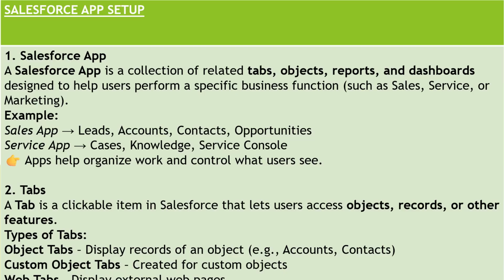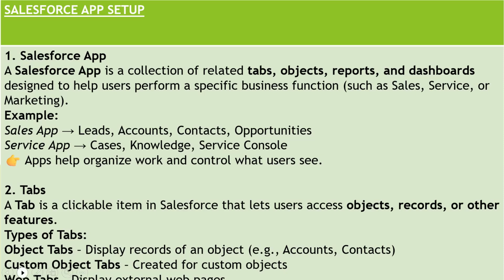Now when you go to any app, the very first thing that you see are the different tabs available in an app. Like in Paytm, you have one tab for checking your transaction history, another tab for making a payment, and another tab to see your details like your mobile number. So what is a tab? A tab is a clickable item in Salesforce that lets users access objects, records and other features. Any clickable item that, when you click on a particular icon or item, lets you enter some other page and perform some other task is called a tab.